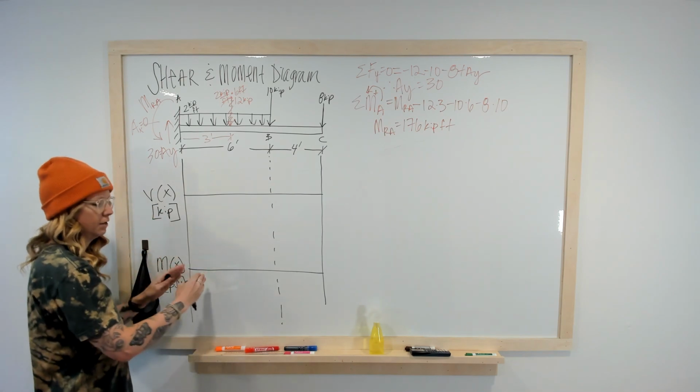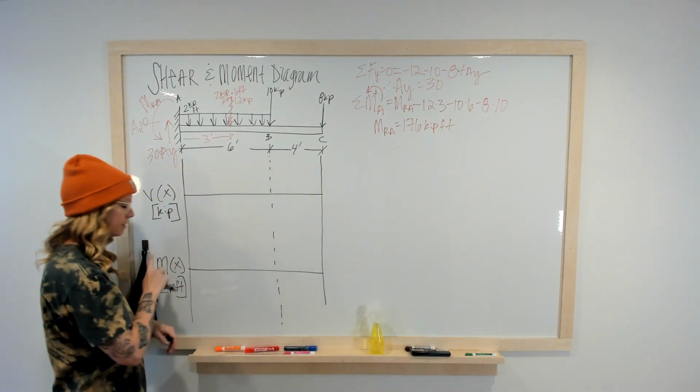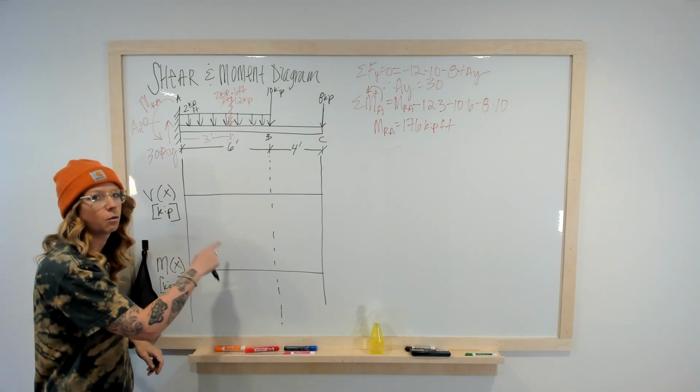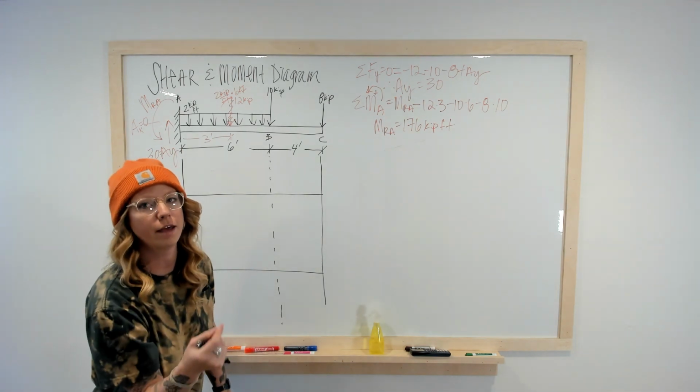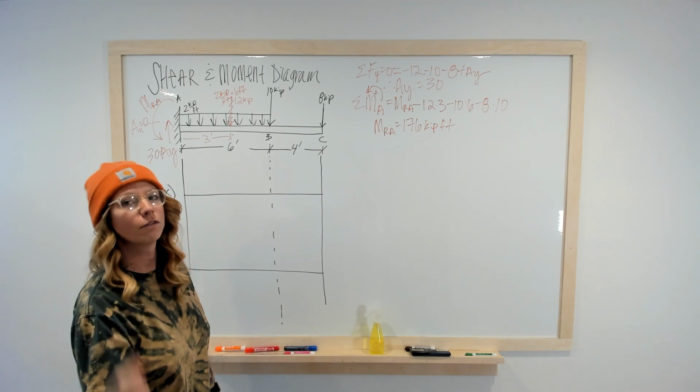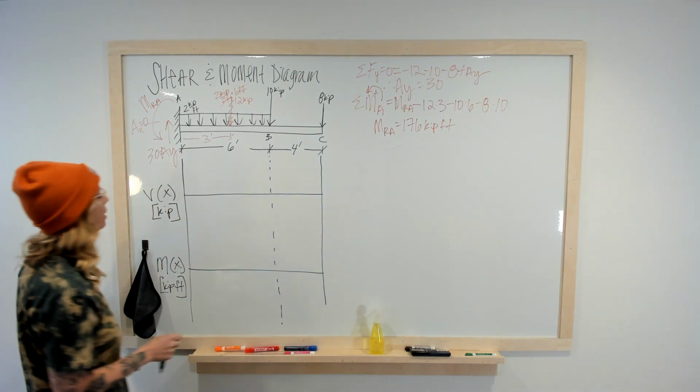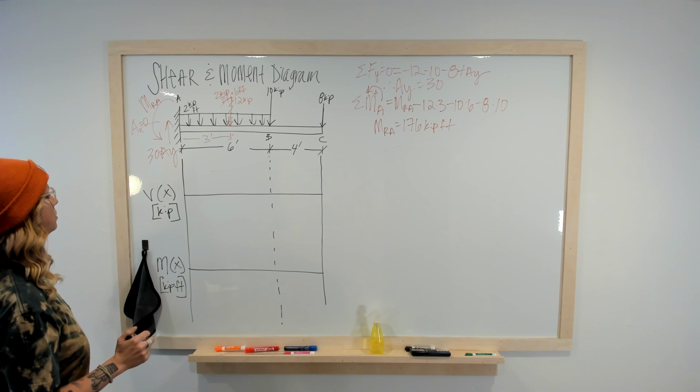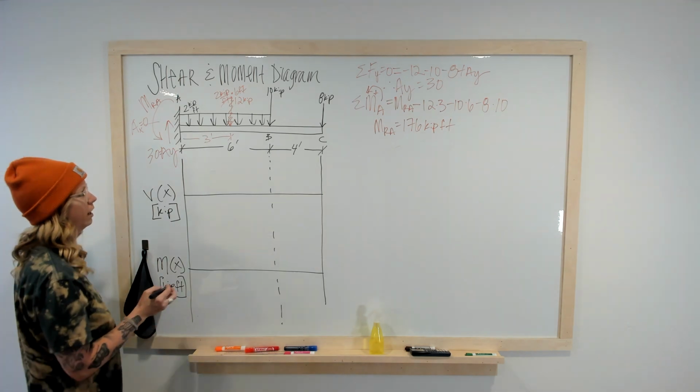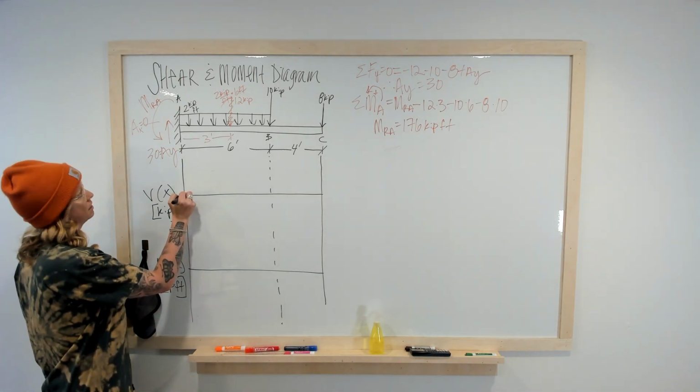At any x given distance across this beam, that's what the moment is. So it's moment relative to an x position on that beam. That's why we're writing M of x or V of x. Okay, it's all relative to that. So let's go down to our shear diagram, and we're going to start here at 0.